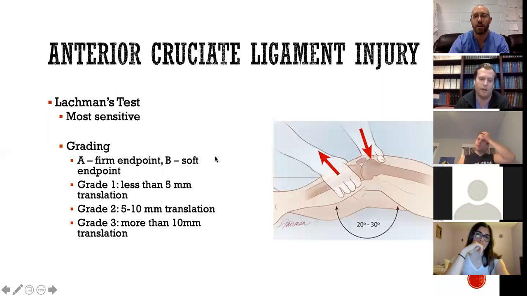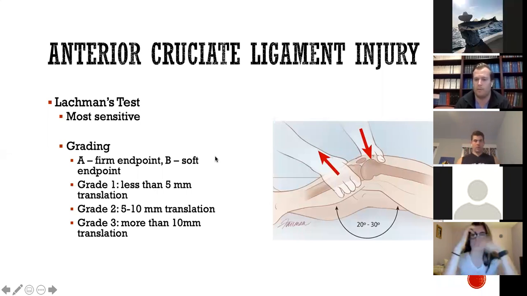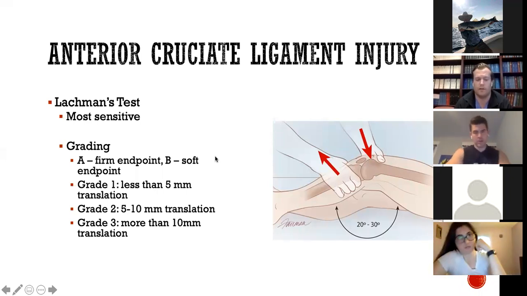A firm endpoint would be essentially feeling the ligament itself snap taut as you're reaching the full excursion of the ACL. And a soft endpoint would be described as the soft tissue around the knee acting to decrease the anterior translation. You can really think about this if you're pulling a string or a rope taut. As you pull, your hands separate on the string. As you finally reach the full tension of the string, you'll note that there's an actual snap, and it can even be audible as well as palpable. That's what you're looking to feel on the Lachman's test.